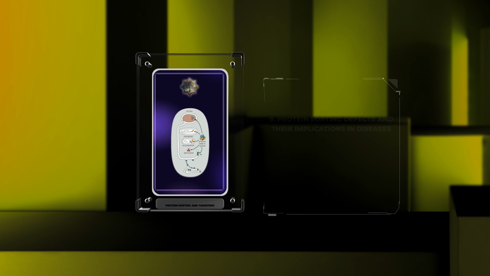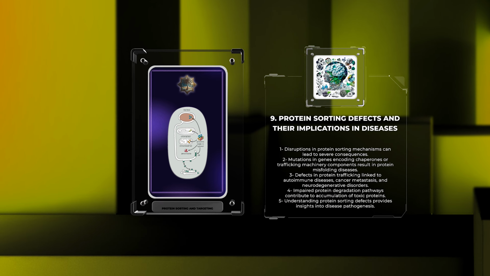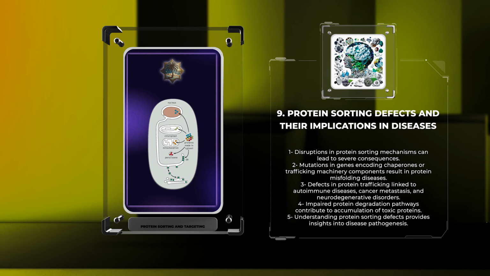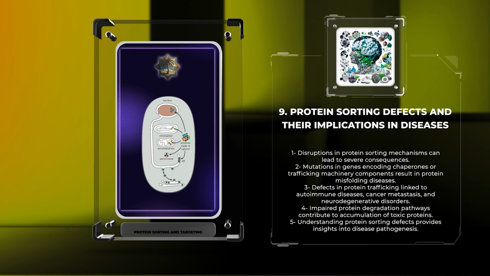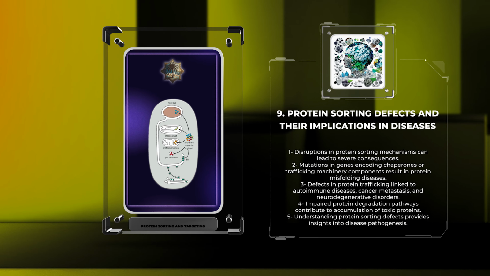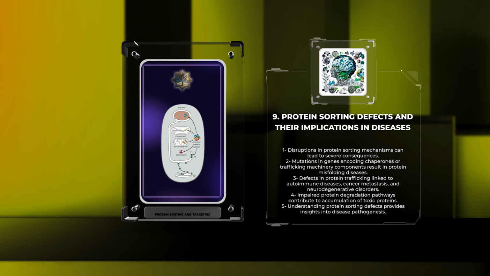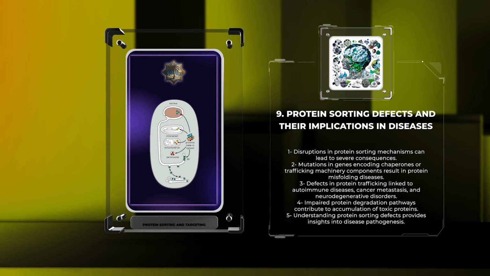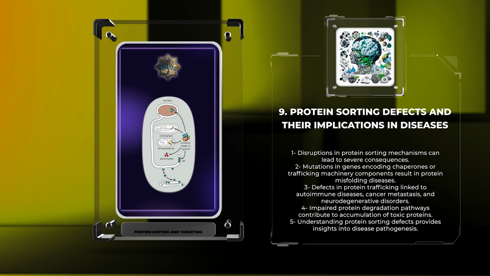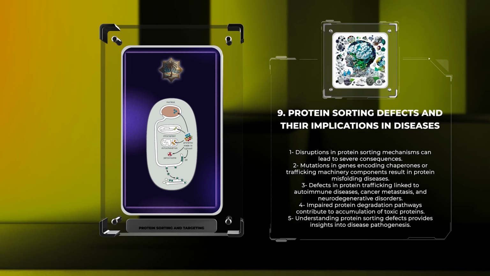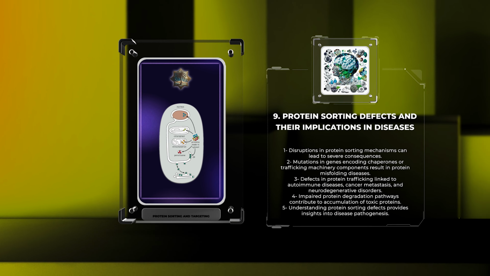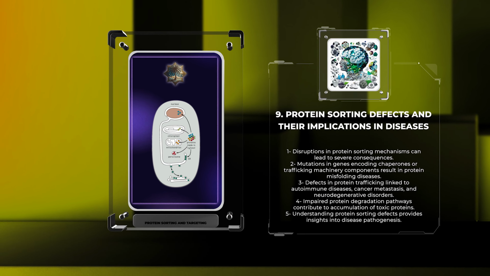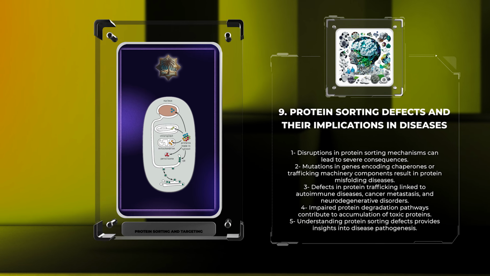Disruptions in protein sorting mechanisms can lead to severe consequences and are associated with various diseases. For example, mutations in genes encoding chaperones or trafficking machinery components can result in protein misfolding diseases, such as Alzheimer's disease or cystic fibrosis. Defects in protein trafficking have also been linked to autoimmune diseases, cancer metastasis, and neurodegenerative disorders. Furthermore, impaired protein degradation pathways can contribute to the accumulation of toxic proteins in neurodegenerative diseases like Parkinson's or Huntington's. Understanding the underlying causes and mechanisms of protein sorting defects provides valuable insights into the pathogenesis of these diseases and potentially identifies therapeutic targets for intervention.